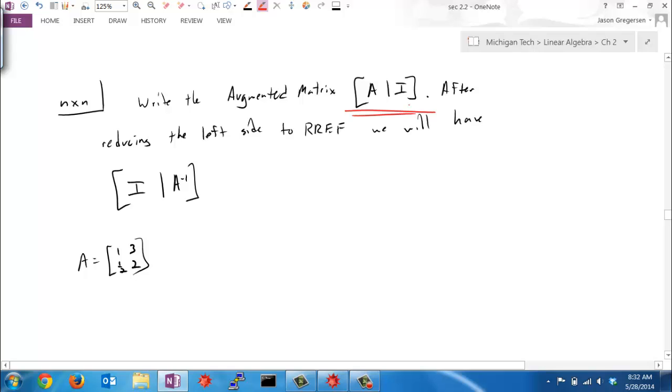And then all we do is row reduce this thing. We do a full reduced row echelon form, and when we're all done, it will end up looking like this. We're going to turn the A side into identity, and whatever we get left on the other side, that's going to be the inverse. So we just worked with this matrix. To use this process, all I do is set up the augmented matrix 1, 3, 1/2, 2, augmented by identity.